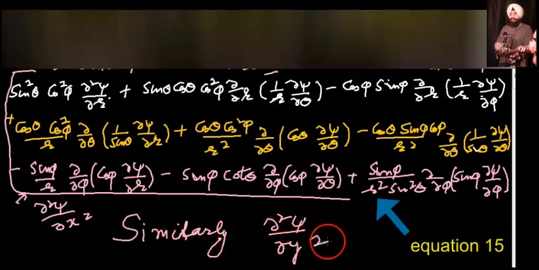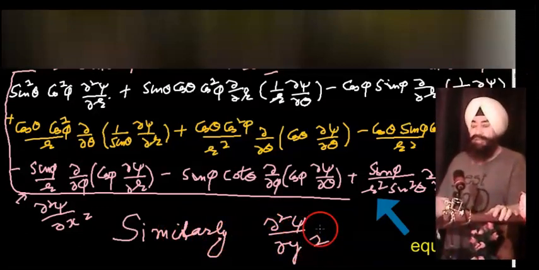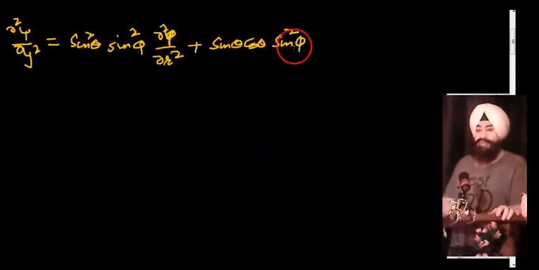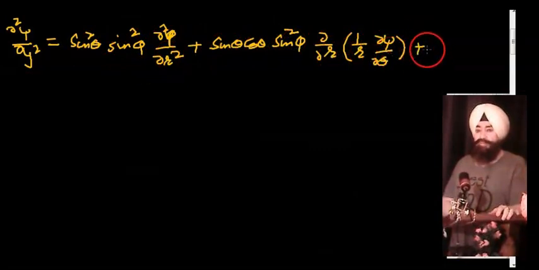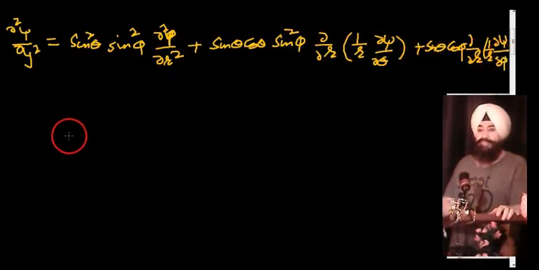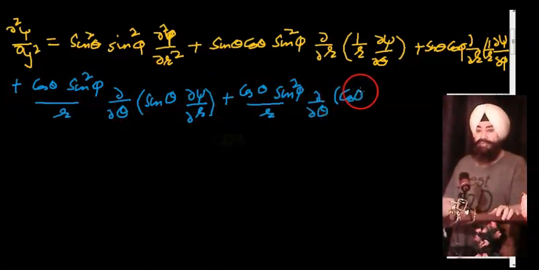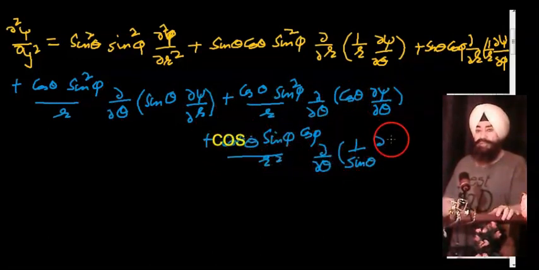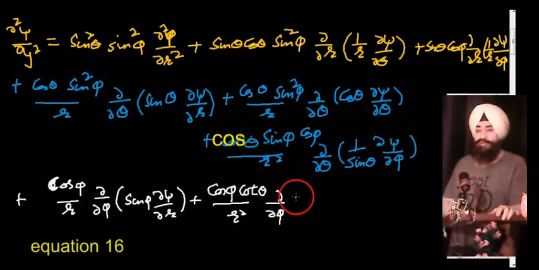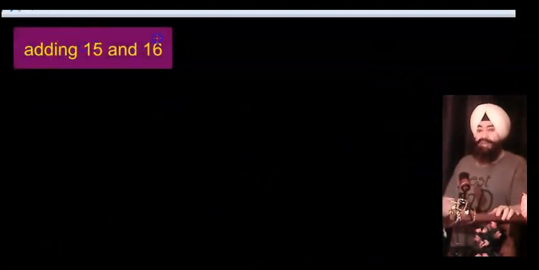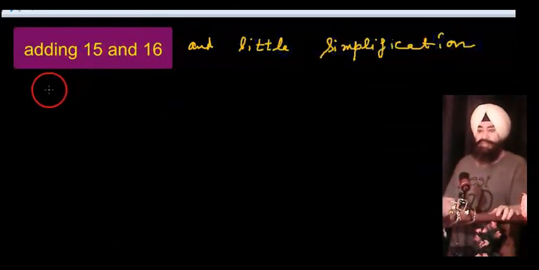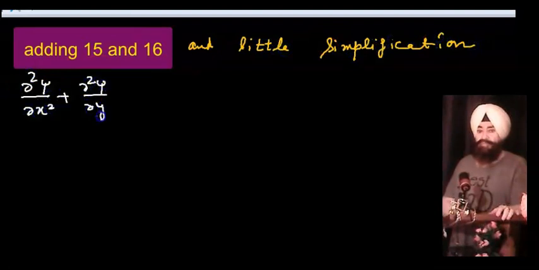Now similarly, you find the value of curly squared psi by curly y squared and curly squared psi by curly z squared. I am writing the result for curly squared psi by curly y squared. Okay. Again the operators are the same. First three terms r operator, theta operator, then phi operator. Now adding equation 15 and 16, curly squared psi by curly x squared plus curly squared psi by curly y squared.